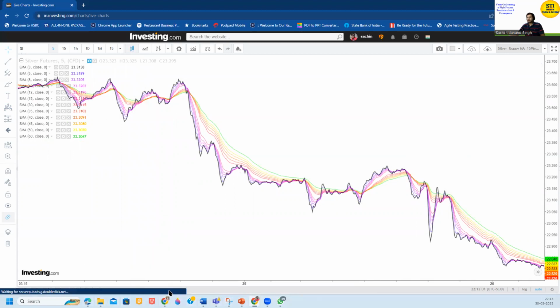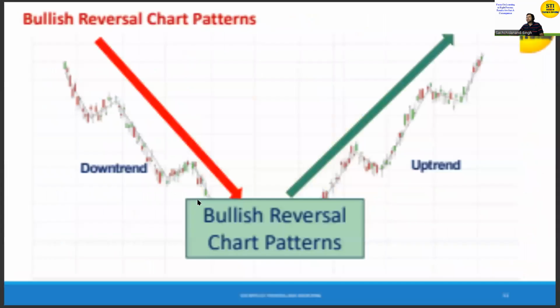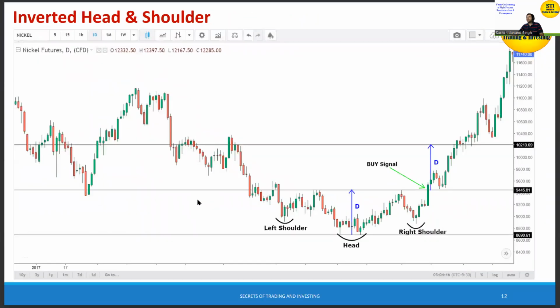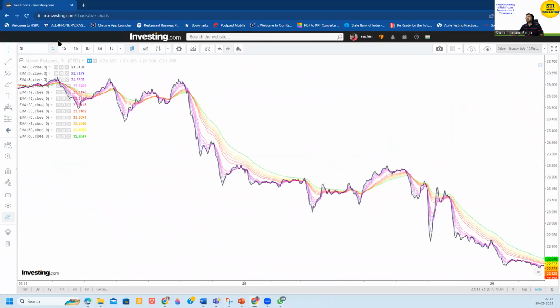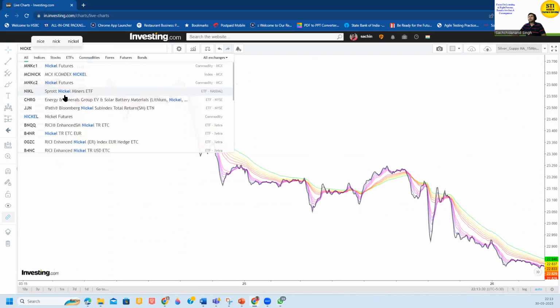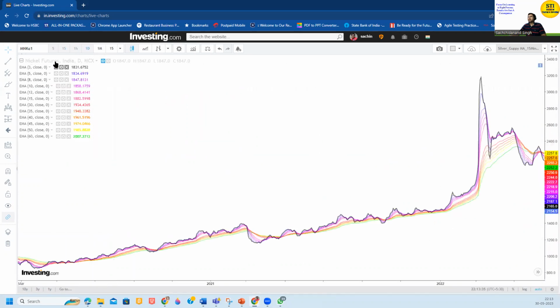Okay, so shall we move further? Sure. Okay, so it was head and shoulders, and we were learning about the inverted head and shoulders. So let us look at some examples. This is nickel, long back, 2017. Nickel, daily. No, I don't need Guppy.